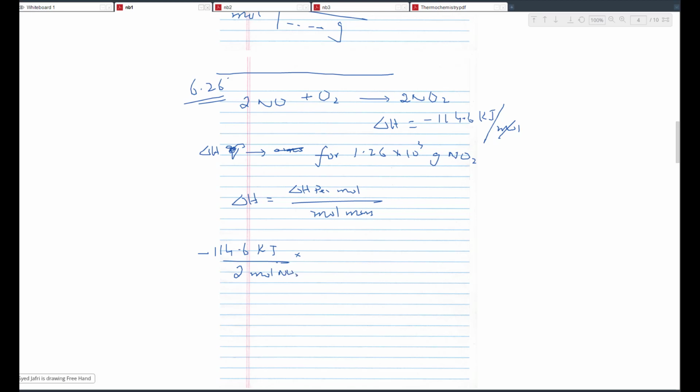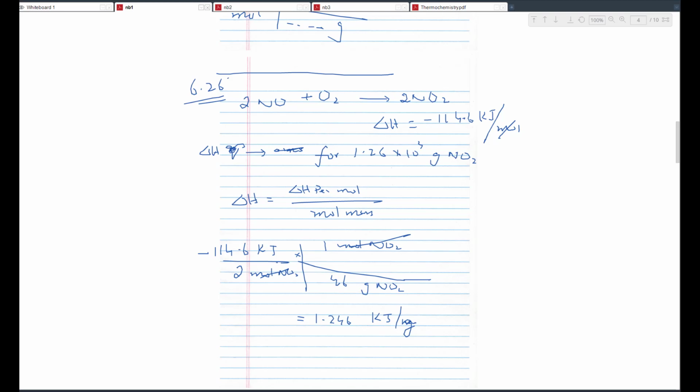2 mole NO2. And now I'm writing 1 mole of NO2 is equal to how many grams? What is the molar mass of NO2? 14.007 plus 32, about 46. I'm just writing 46 gram NO2. So mole cancels and I will get 114.6 divided by 2 and divided by 46. My answer in this case is 1.246 kilojoules per gram. And the answer is this one.